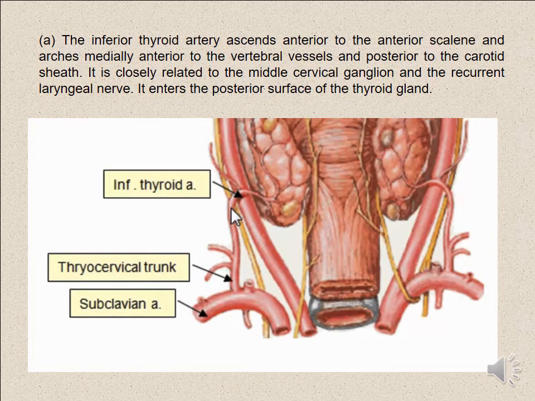Now, the branching of thyrocervical trunk. The first branch is the inferior thyroid artery, ascends anterior to the anterior scalenus and arches medially anterior to the vertebral vessel and posterior to the carotid sheath. It is closely related to the middle cervical ganglion and the recurrent laryngeal nerve. It enters the posterior surface of thyroid gland.